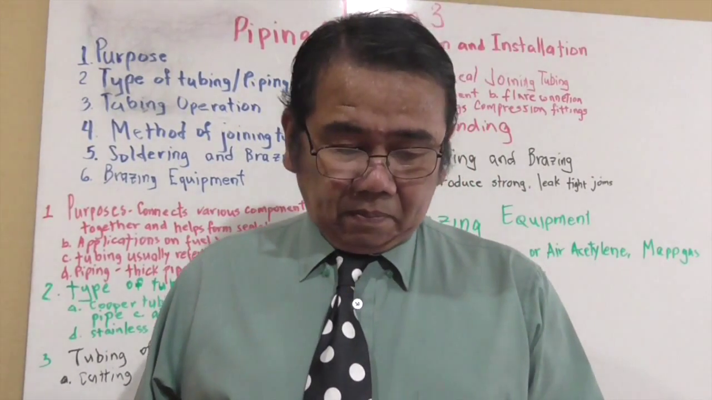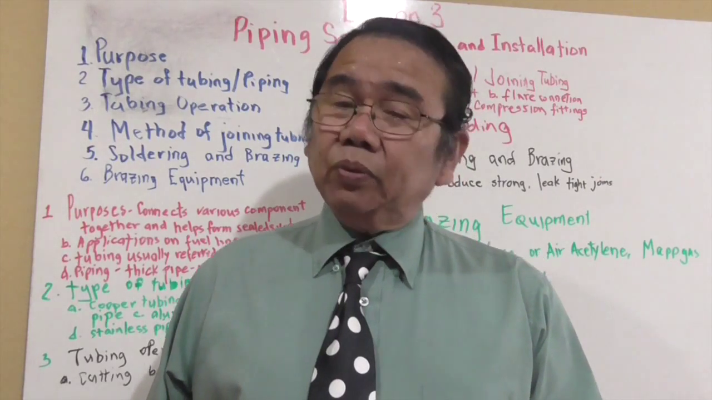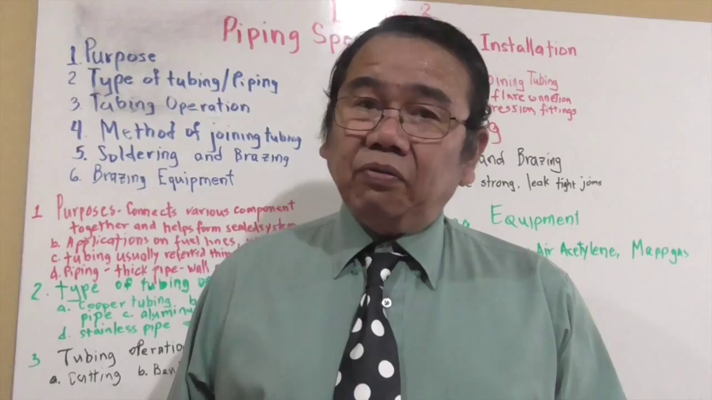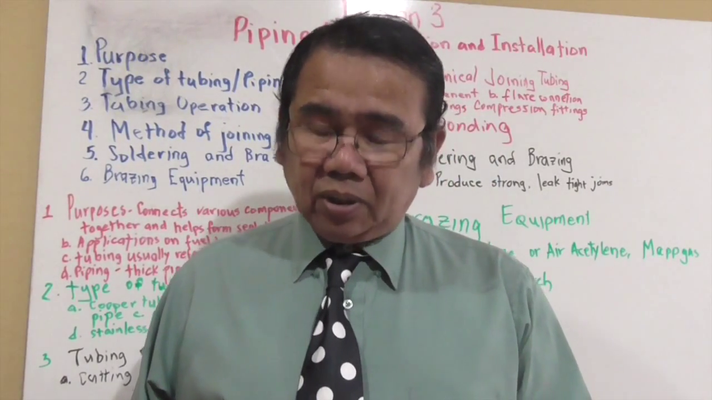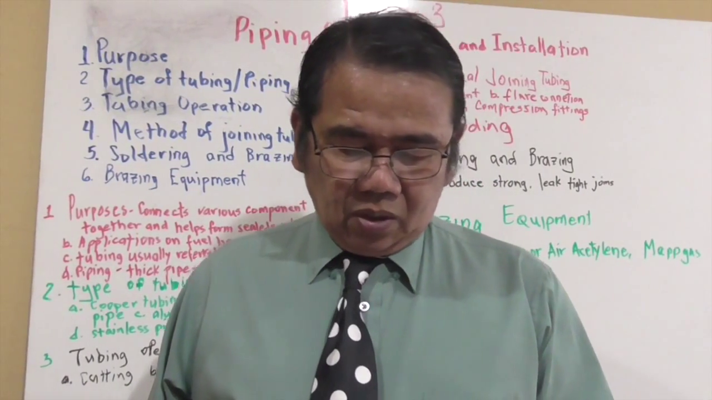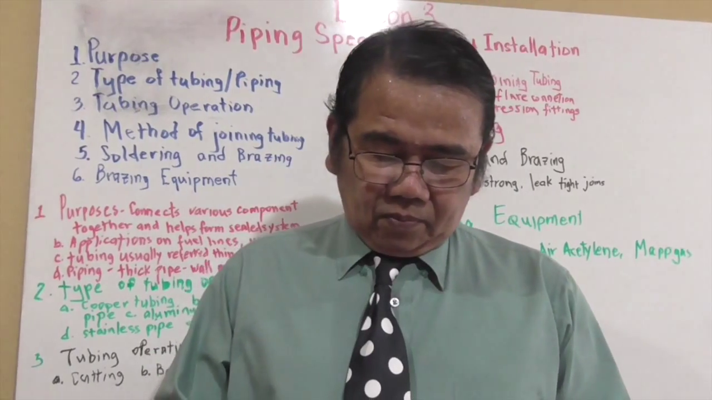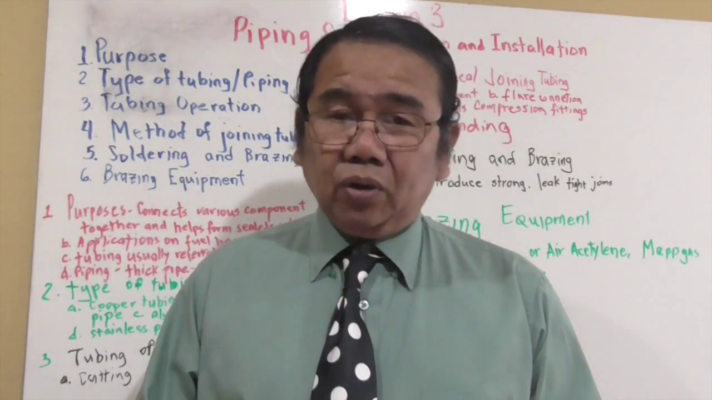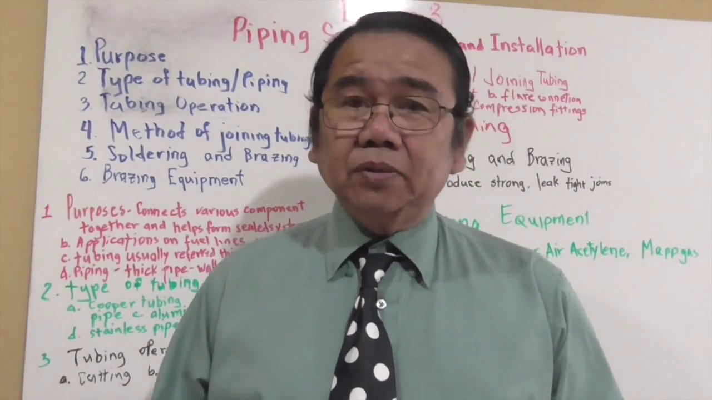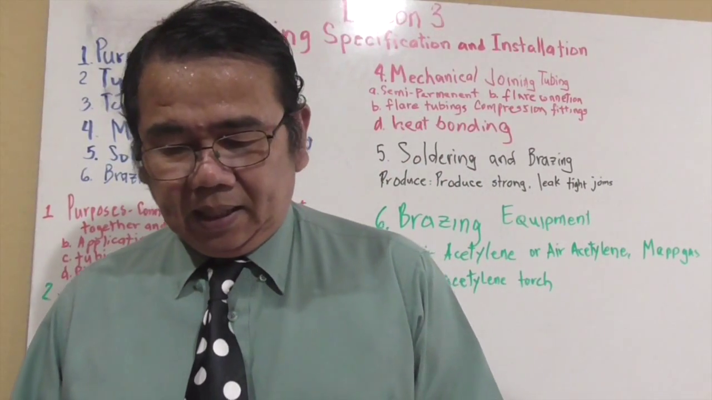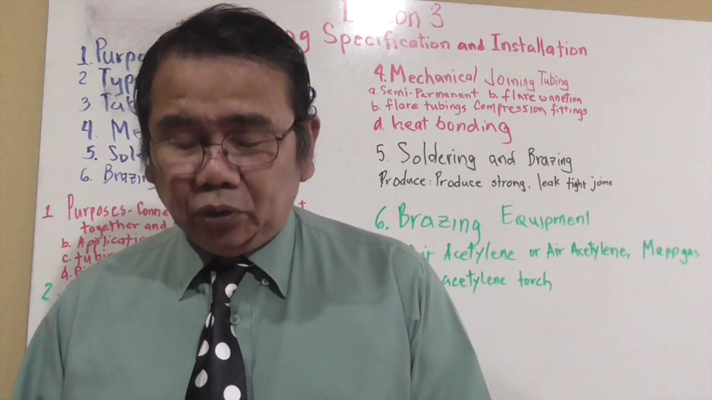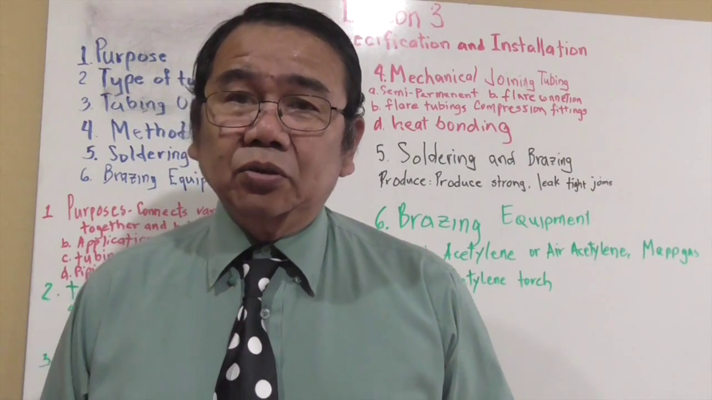Flexible, can be cut with a knife. Normally attached to fittings by hose clamp or plastic compression fittings. Remember that, hose clamp or plastic compression fittings. And then cutting, handheld tubing cutting. That means we're gonna cut the tubing.